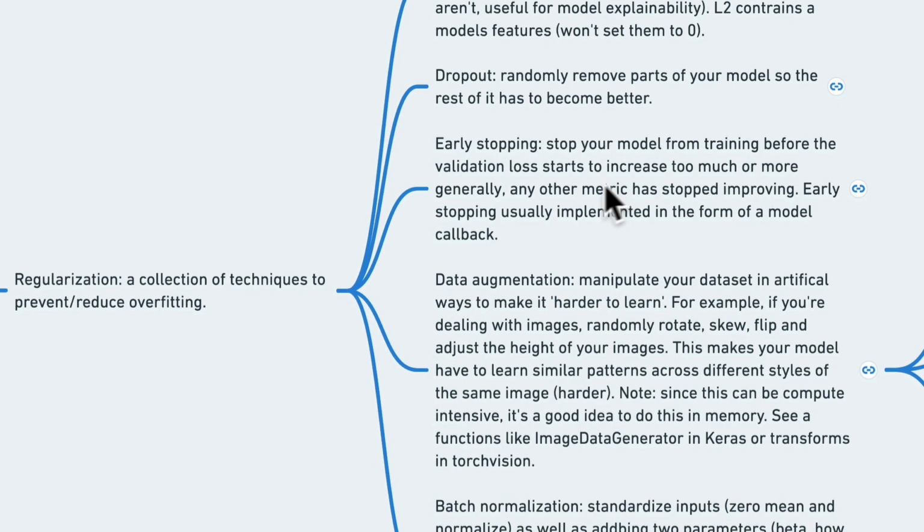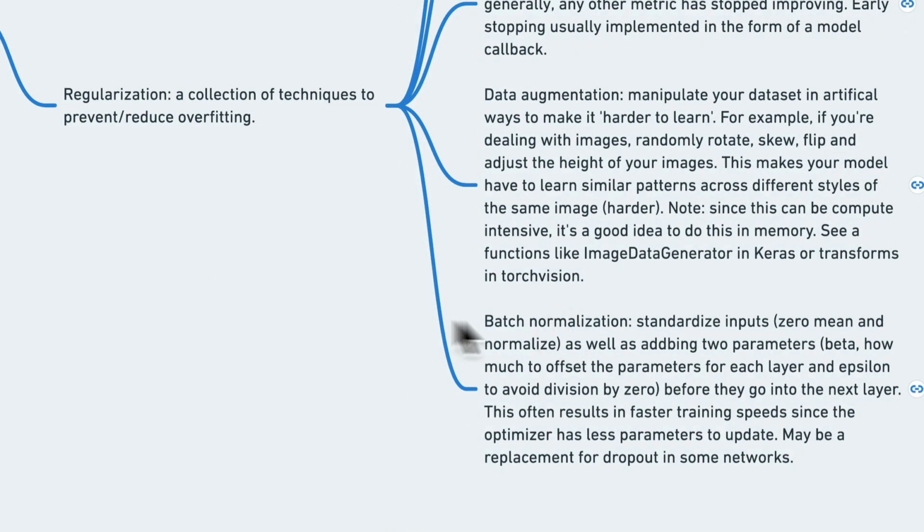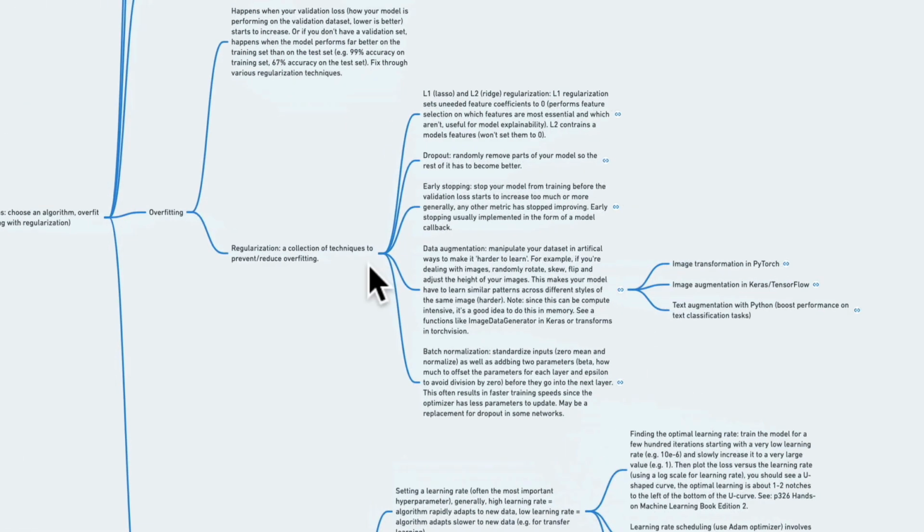Pretty cool, right? Early stopping, so stop your model before the training or validation loss starts to increase much more. Data augmentation, batch normalization. Again, these things, I'm going to be saying them to you, but I'm kind of just tying them together with what we're doing here. We're not, as I said before, really diving into them.